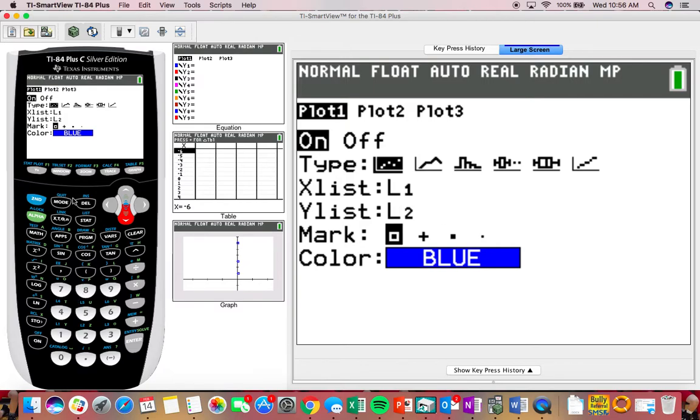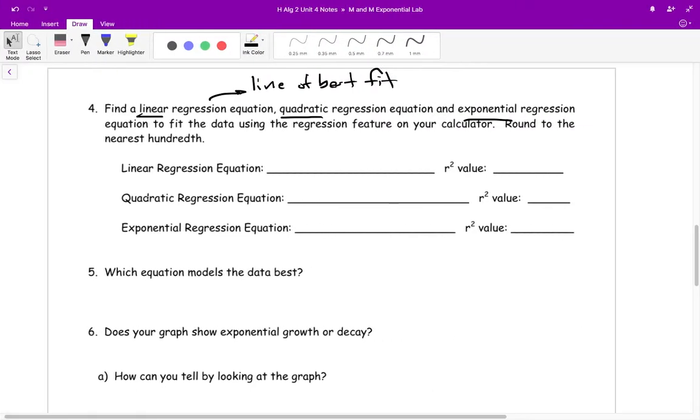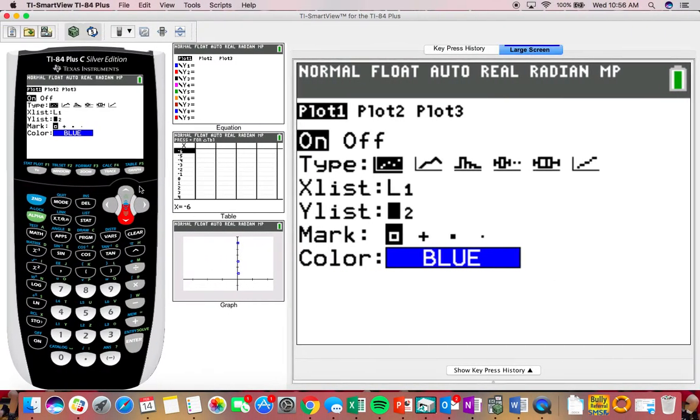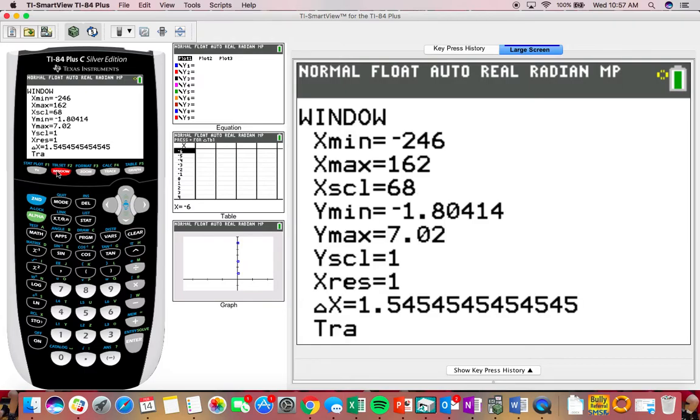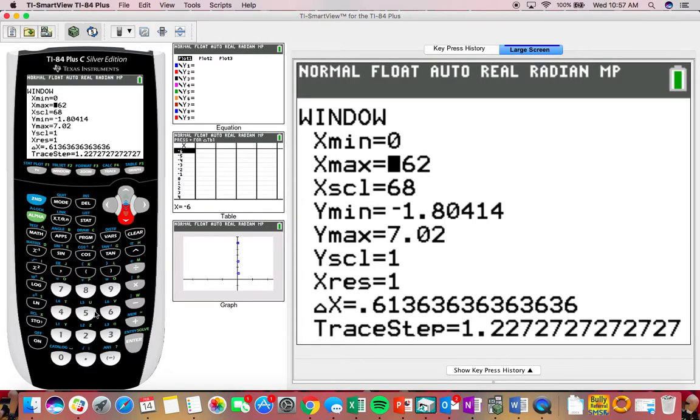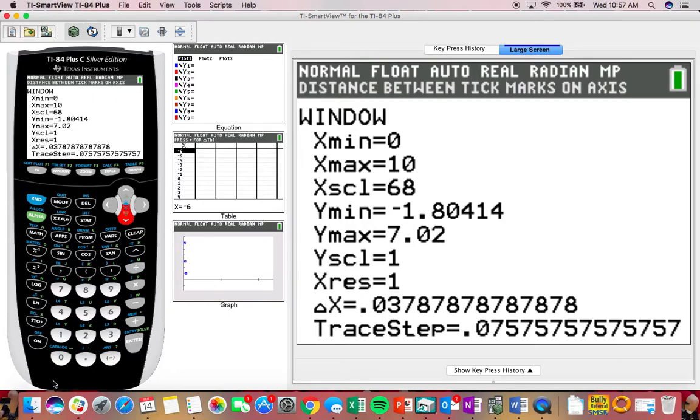Now, for the window, let's get it to look somewhat like what ours did. If you go back to what your graph did, ours went from an x value of 0 to 10. So let's make ours in a similar way. Go to your window. For x minimum, let's make that 0, and let's make our x maximum 10. Now for the x scale, we counted by ones, so let's change that to be a 1.